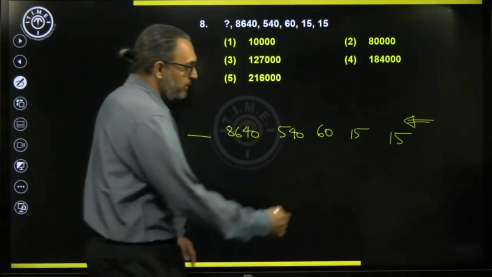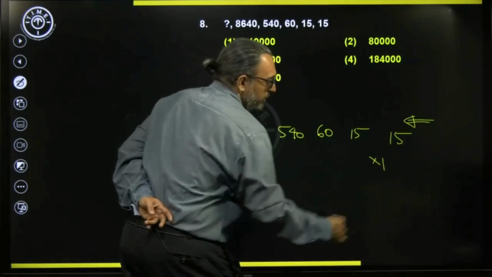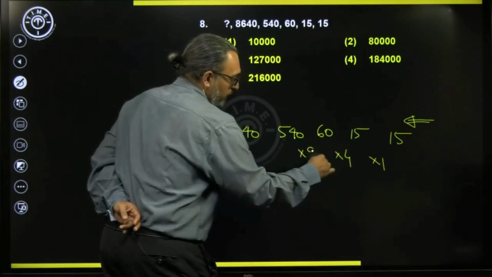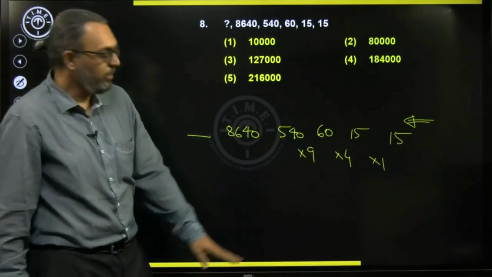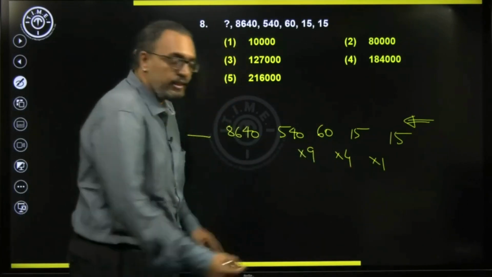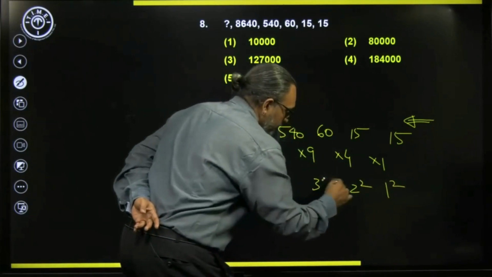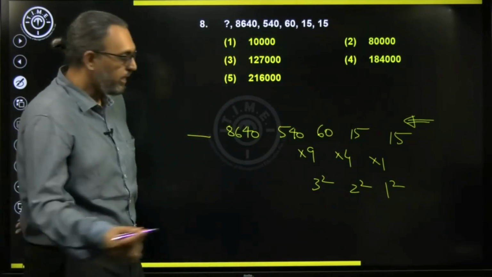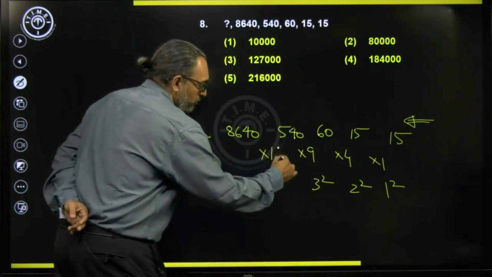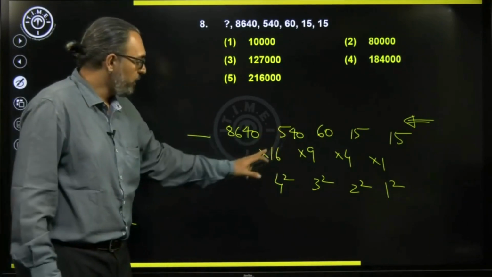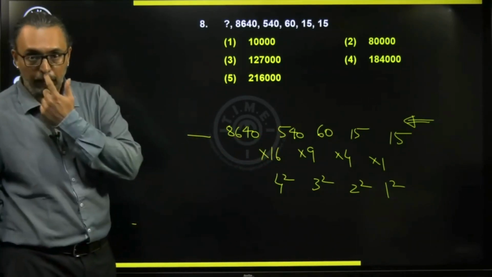So when from the right hand side, if you check, this is 15 into 1, then this is 15 into 4, then this is 60 into 9, because 6 into 9 is 54. So what do you observe here? I can observe that these are squares, 1 square, 2 square, 3 square. So the next is what? You multiply by 4 square, that is 16. So that 54 into 16 gives you 864.